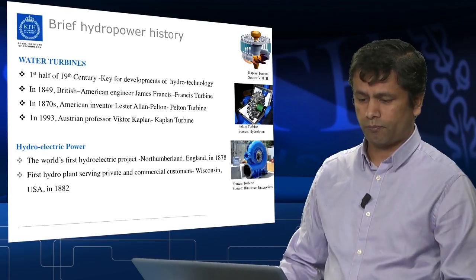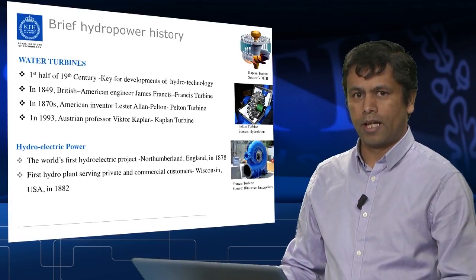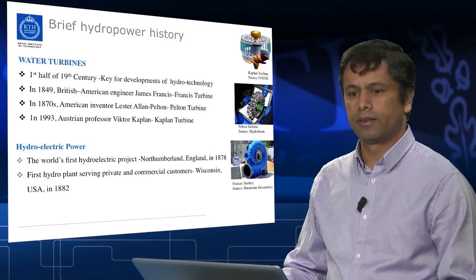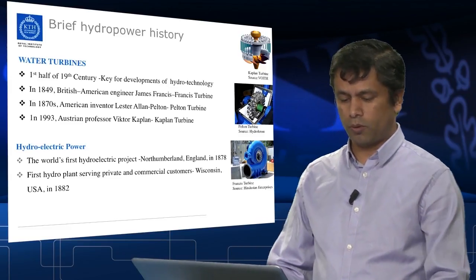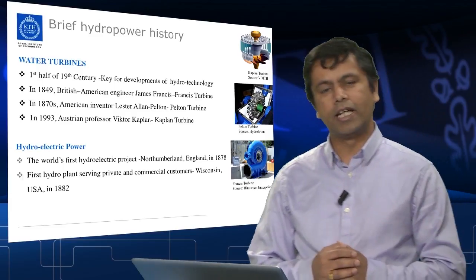If you look at the water turbine, the first half of the 19th century is key in the development of hydro technology. In 1849, British American engineer James Francis developed the Francis turbine, and in 1870, American inventor Lester Allan Pelton developed the Pelton turbine, and soon in 1913, Austrian professor Viktor Kaplan developed the Kaplan turbine. If you look at hydroelectric power, the world's first hydroelectric project was built in 1878 in England, and the first hydropower plant serving private and commercial consumers was built in 1882 in USA.